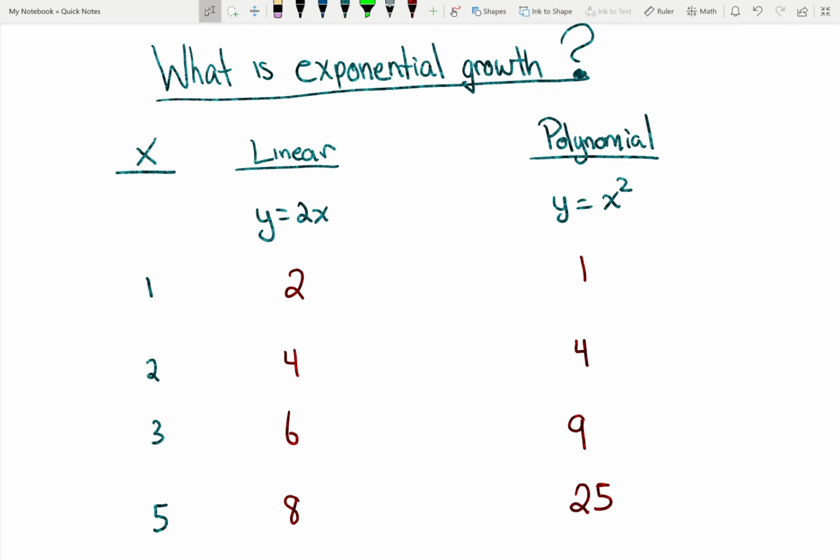Hey guys, let's talk about exponential growth today. Before we talk about exponential growth, let's talk about other types of growth first. First one we'll talk about is linear, which is right here.